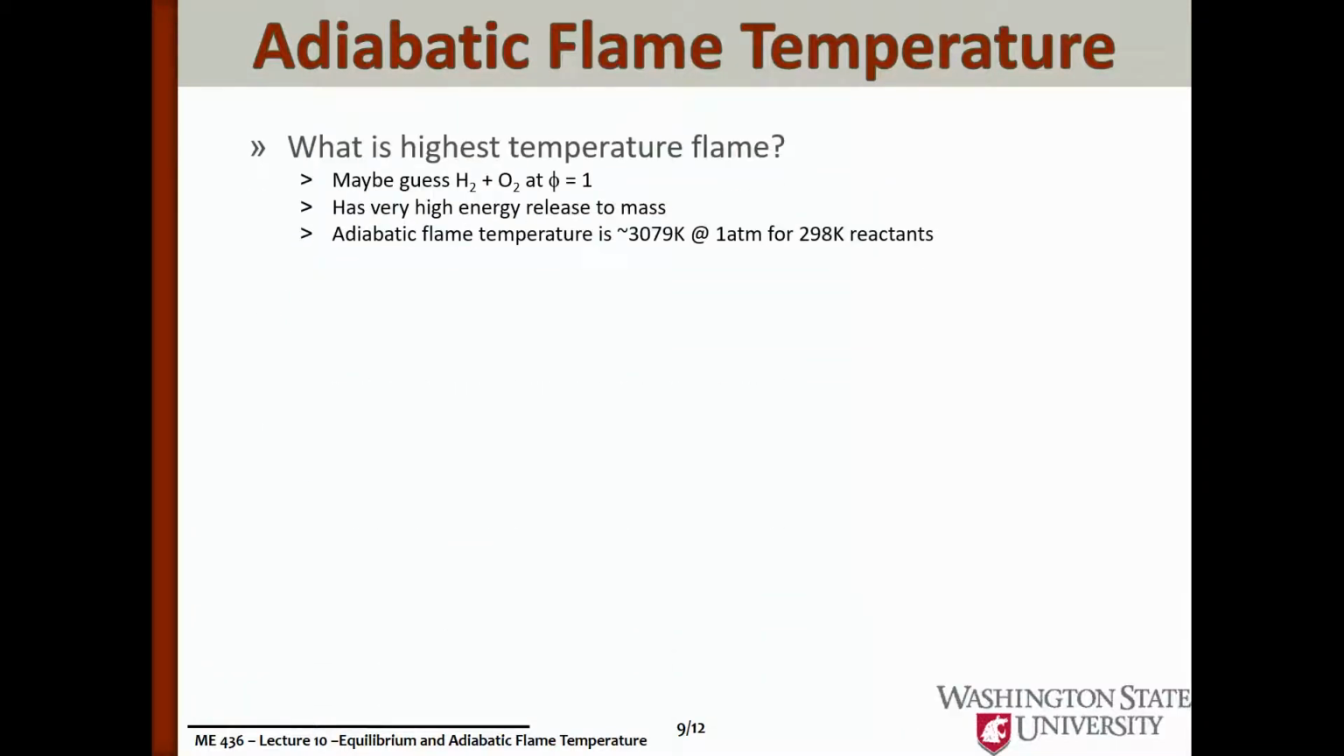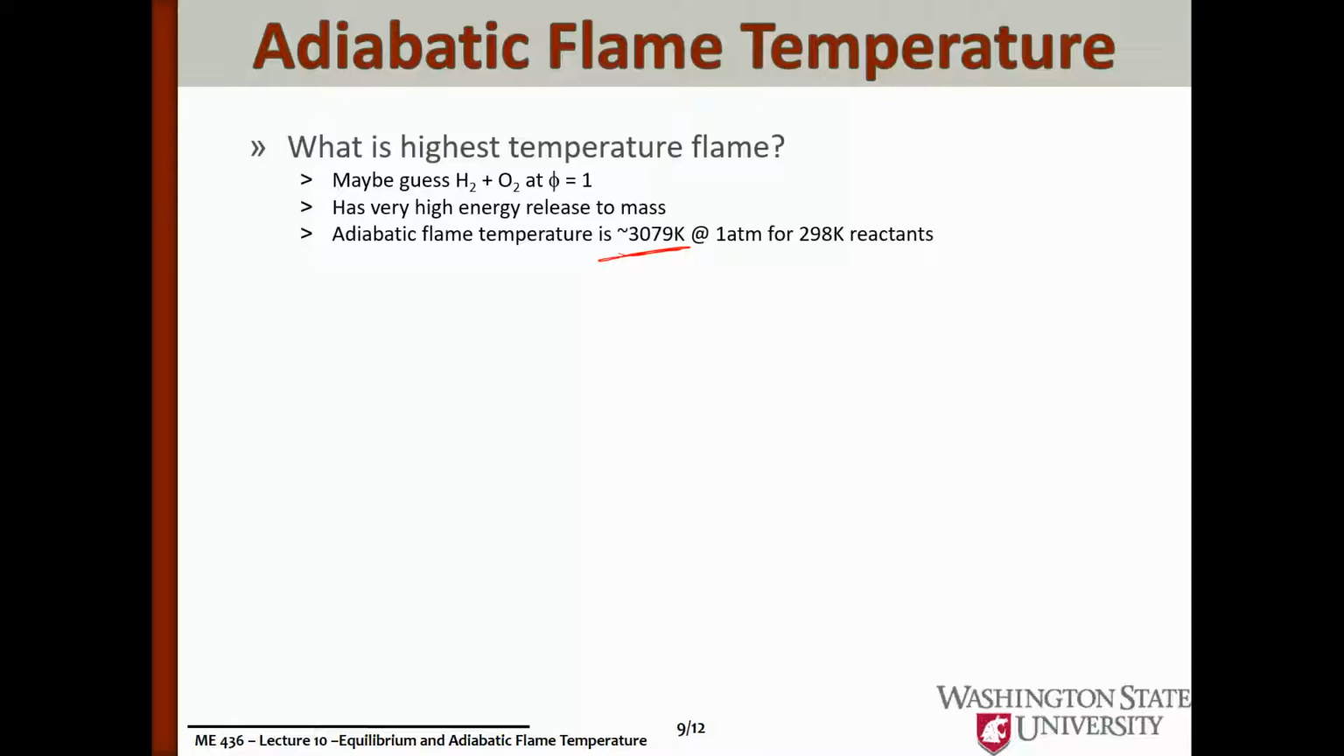So let's talk about adiabatic flame temperature, and let's just imagine for a moment what is the highest possible temperature flame. Well, I'm going to start by guessing that it's burning hydrogen in pure oxygen, perfect stoichiometric conditions. There's a lot of energy here to release relative to the mass. But the flame temperature here is pretty high. It's 3,079 degrees Kelvin.